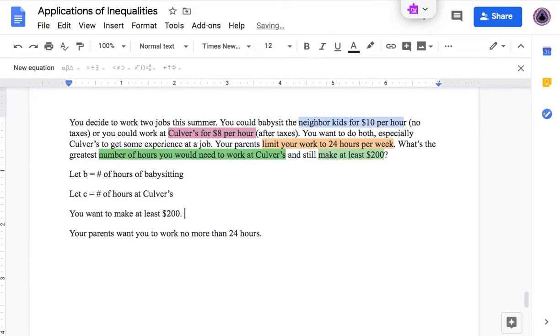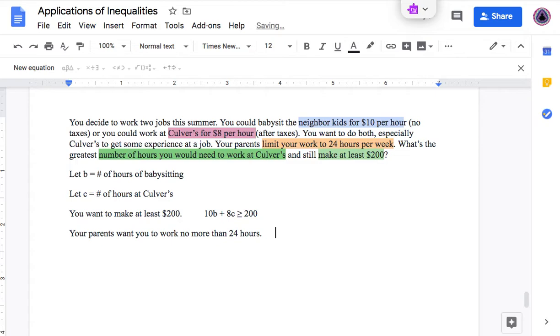So when I come over here, this first problem, you want to make at least $200. If I think about that, I get $10 per hour to babysit, to which I want to add $8 per hour at Culver's. And if I want to be at least $200, then I'm looking at greater than or equal to 200.